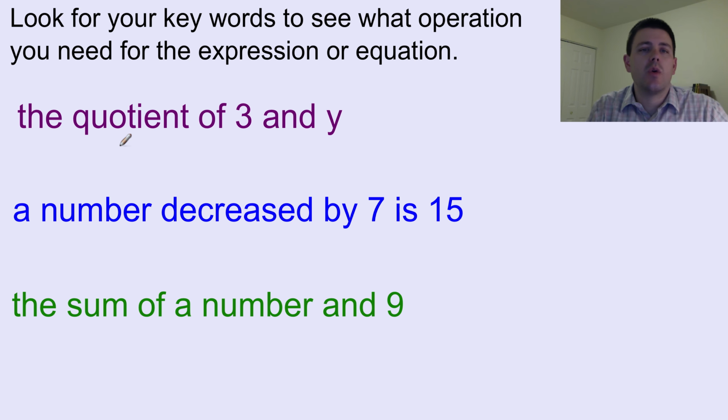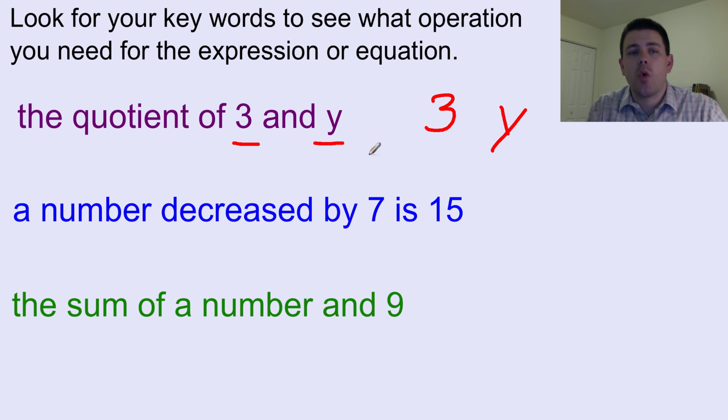So the first one is the quotient of 3 and y. So we know we're going to have 3 and y. And as we talked about in our expressions unit, the order they're listed in the problem is the order they're going to stay in your expression or your equation. But we need to figure out, what does the word quotient mean? Well, if you look at your chart, quotient is a word for divide. So that means we want to do 3 divided by y.